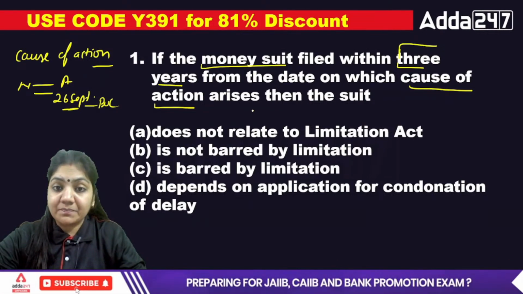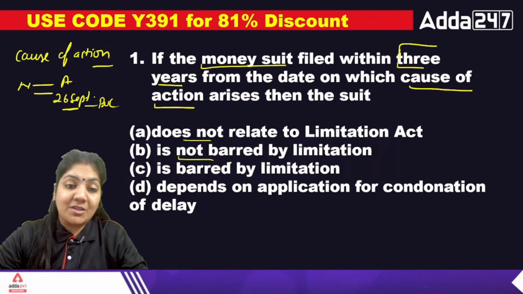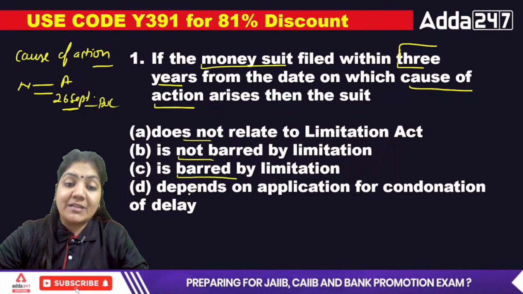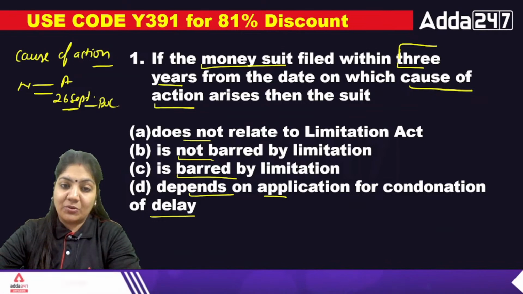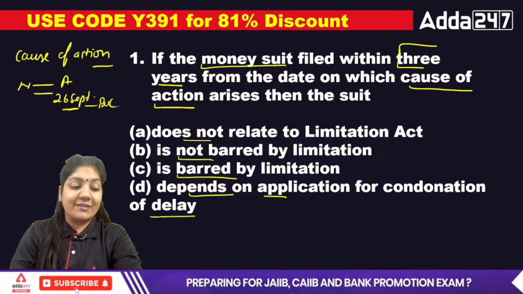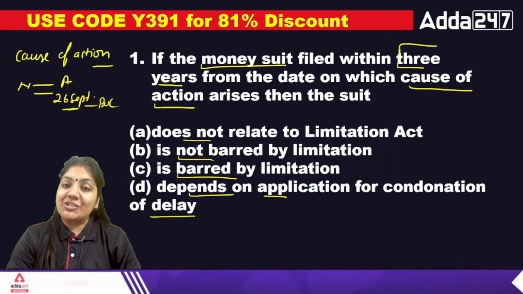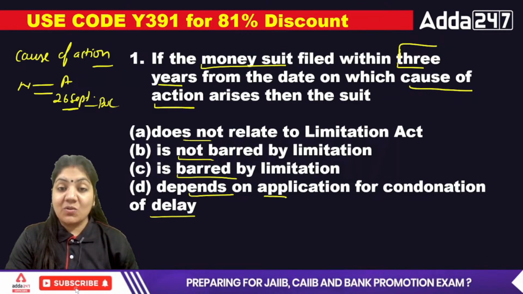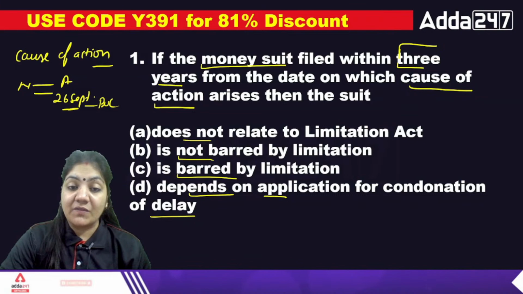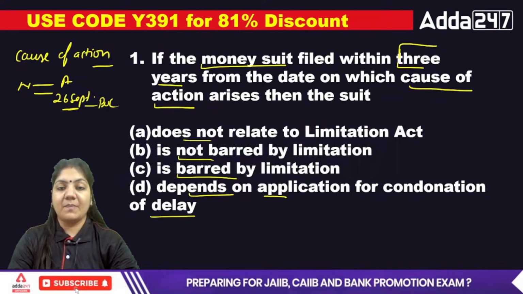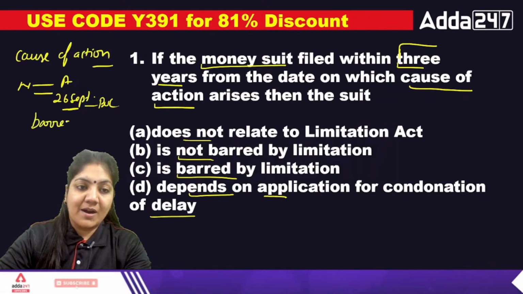So you have to tell me: first option, it does not relate to the Limitation Act; second, it is not barred by limitation; C, it is barred by limitation; D, it depends on the application for condonation of delay. Condonation means it will depend upon the counting of the delay. So which of the following is the exact answer? As we know, for a money suit the limitation is 3 years. It means the sentence written in the first question is absolutely right. Now tell me which of the following is the right option. And what is barred? Barred means not allowed.